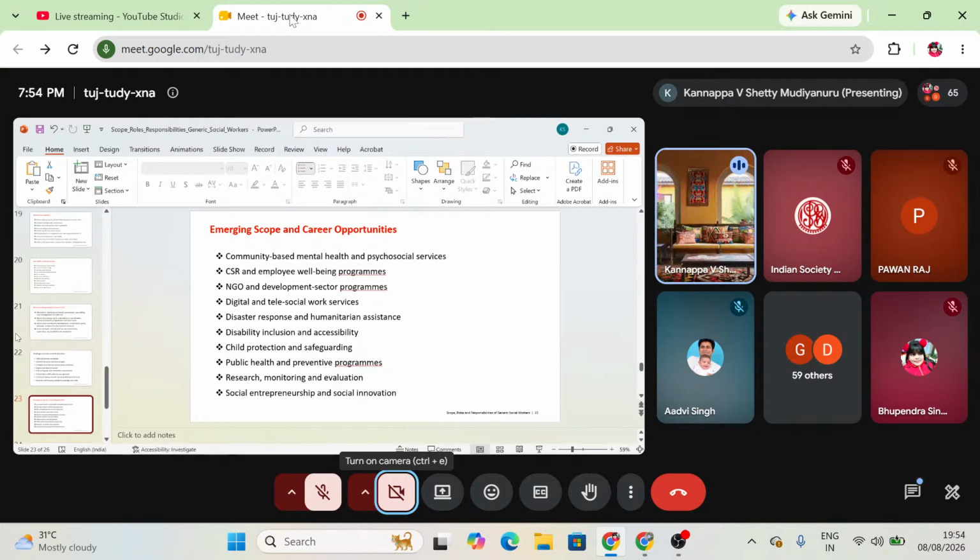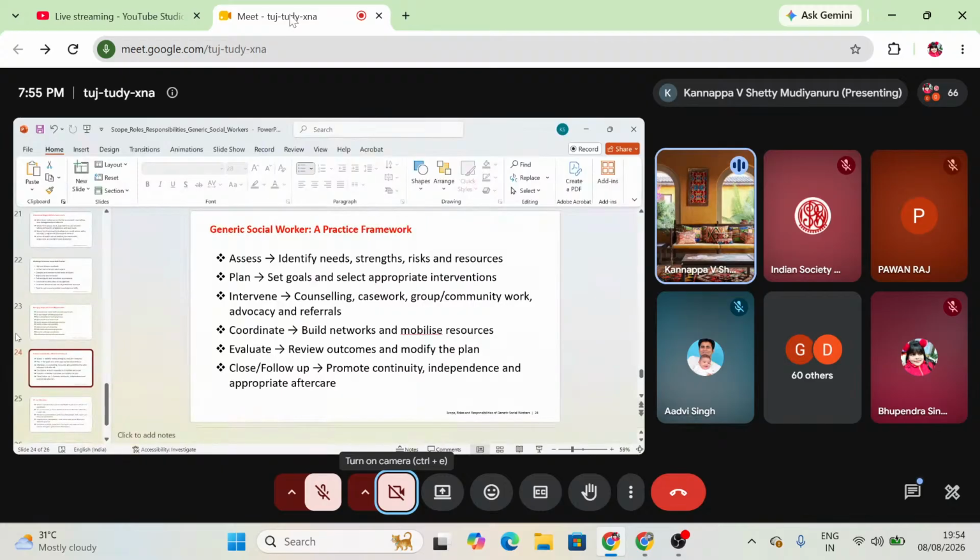And disaster responses, humanitarian assistance, disability inclusion and accessibility services, child protection and safeguarding. So many social workers are getting into the UK or different countries for child-related interventions, public health and preventive programs, research, monitoring and evaluation, social entrepreneurship and social innovations. These are all emerging opportunities for generic social workers.